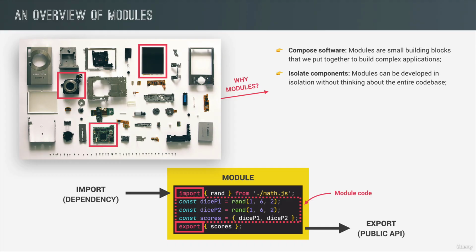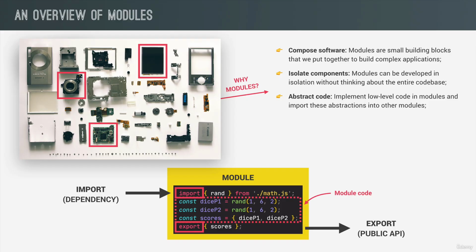And again, isolating components essentially means that each module can be developed in isolation without the developer having to think about the entire code base. He doesn't even need to understand all of it, which makes it really easy to collaborate on a larger team. Next up, modules make it very easy to abstract our code. And we already talked about what abstraction means, but basically we can use modules to implement low-level code.